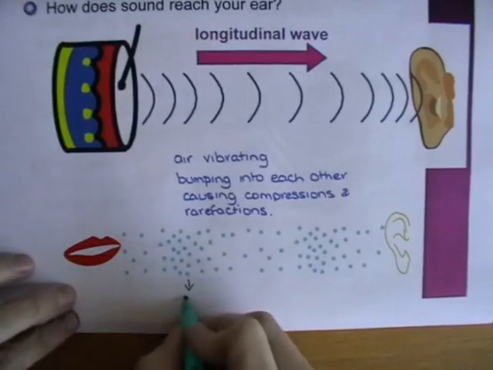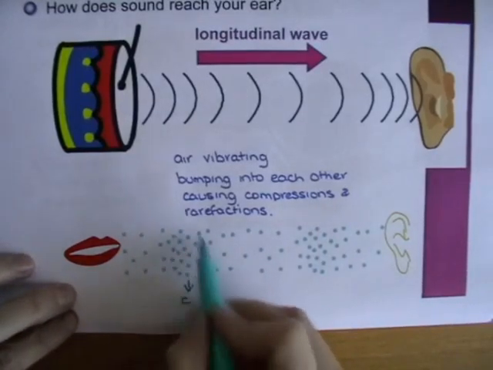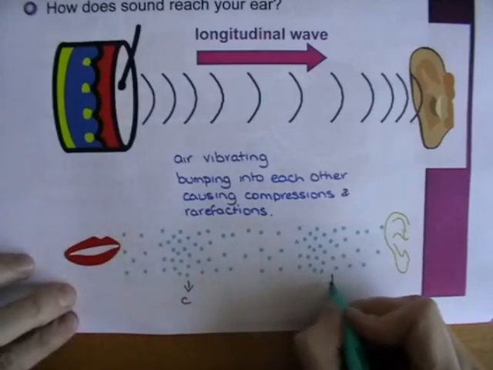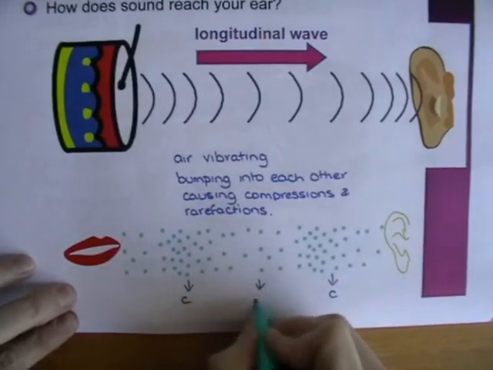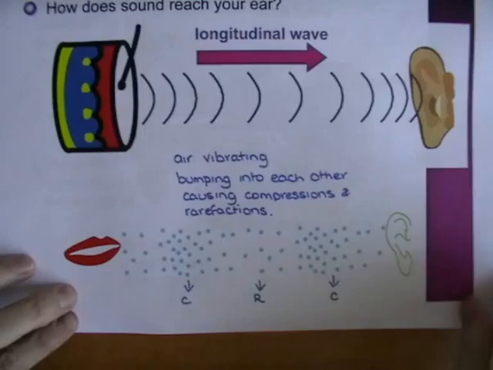So we're just going to label those. There's compression, where the particles are closer together, and there's high pressure here as well. And in between then, you've got rarefactions in between.